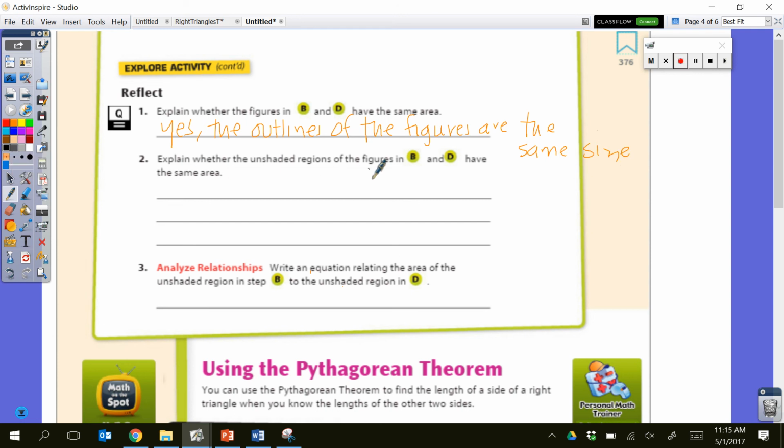Explain whether the unshaded region in figures B and D have the same area. Yes, they have the same area, because the shaded regions have the same area, so subtracting those shaded regions still gives you the same unshaded region, right? The overall area has not changed. We've just rearranged the figures, right? Area has not changed.